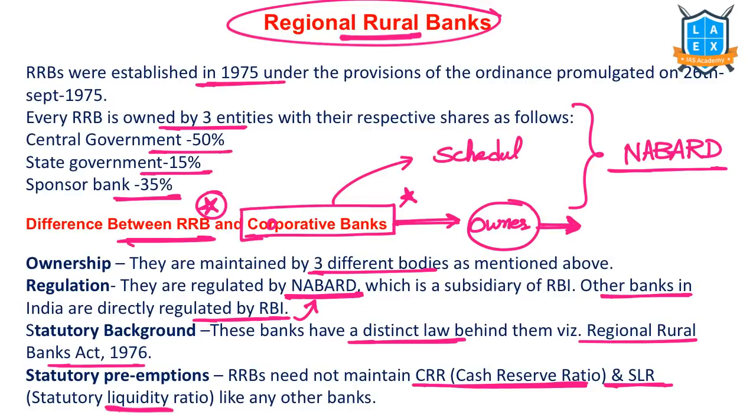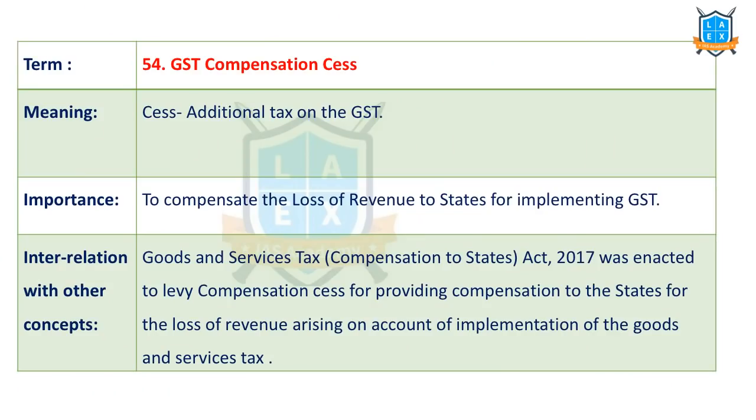Cooperative banks are a separate category. For all the scheduled banks, scheduled commercial banks, scheduled cooperative banks, these are not commercial banks, so SLR and CRR don't apply to them. But for scheduled commercial banks, SLR and CRR norms are applicable. Though RRBs are scheduled commercial banks, as they are under a different setup, SLR and CRR norms are not applicable to RRBs. The next important term, GST Compensation Cess, very important.